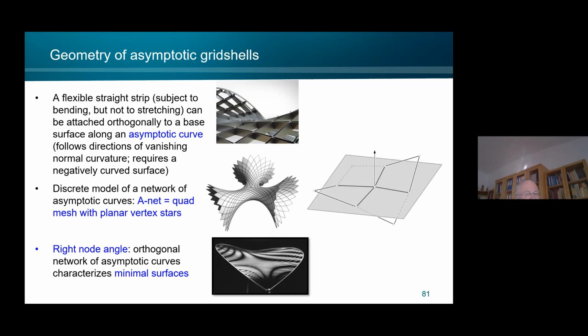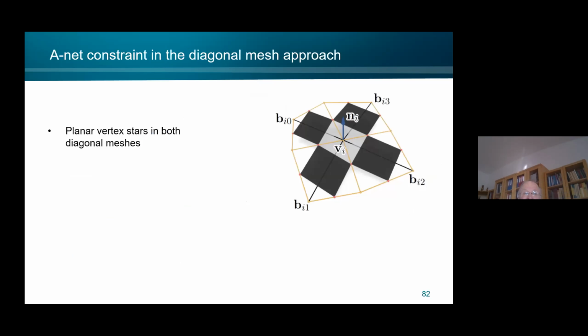And we can easily get these asymptotic nets, these A nets, which have a kind of discrete orthogonality in the vertices or another constant angle with our approach. So we look at the diagonal meshes and we make sure that we get diagonal meshes which have planar vertex stars. So this is then a discrete asymptotic parametrization. We actually have two meshes then around, the two diagonal meshes, but the advantage is, expressing it is of course again with help of a normal.